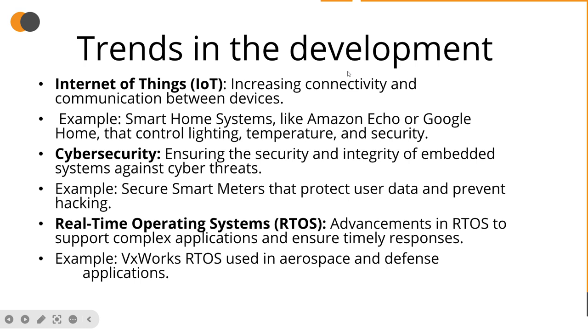Trends in the development. As we know, there will be development in every technology, such as the Internet of Things, increasing the connectivity and communication between devices. Example, smart home systems. By clicking or using the phone, we can control the lights, speakers, and all the things in a home, like Amazon Echo or Google Home. By using voice, we operate external devices with our audio voice.